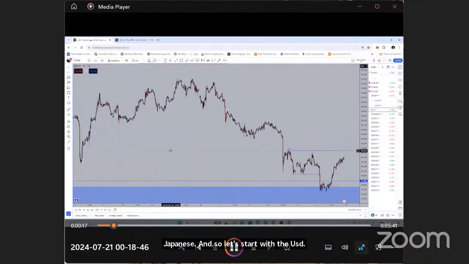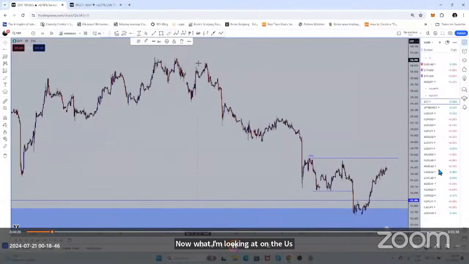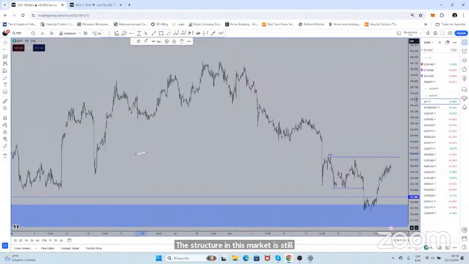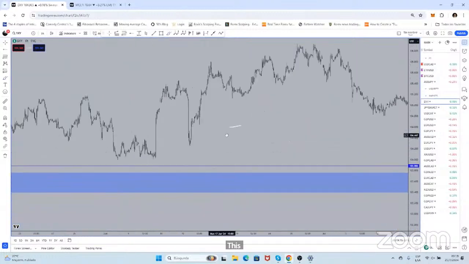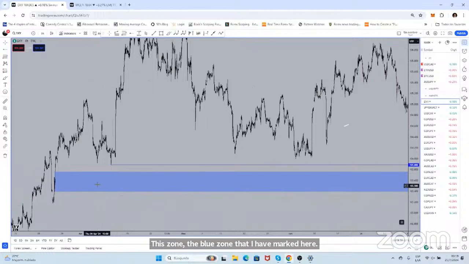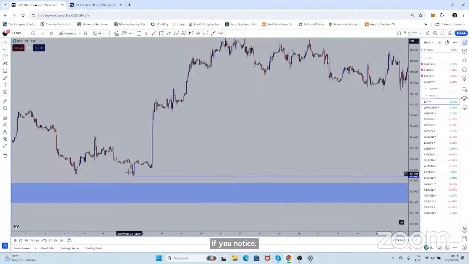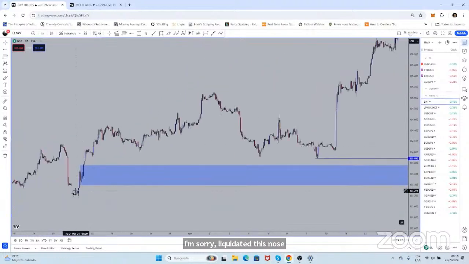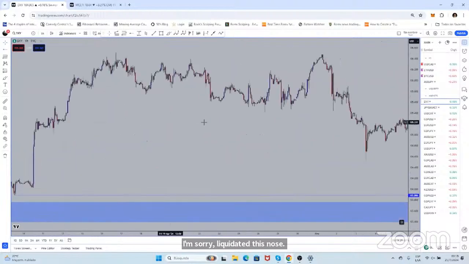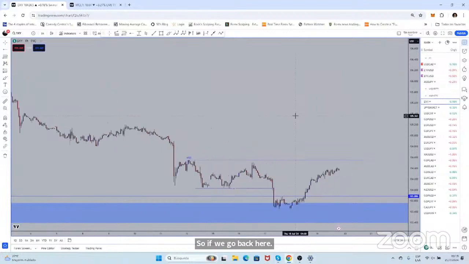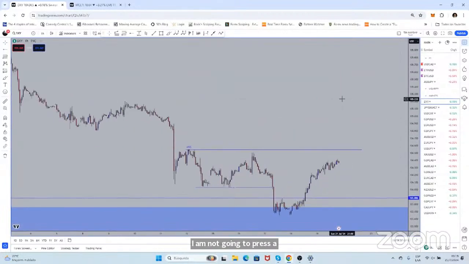Now, what I'm looking at on the US dollar is extremely bearish. The structure in this market is still very, very much bearish, but this zone, the blue zone that I have marked here, is quite an interesting area. Now, if you notice, the US dollar liquidated these lows, right, and tapped my point of interest right here. So, if we go back here, I am not going to press a buy here on the US dollar because the structure in this market is still very much bearish.